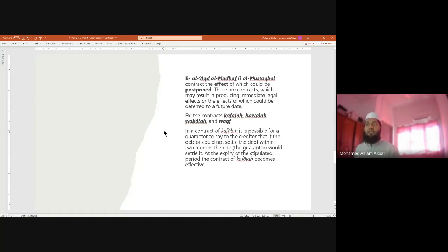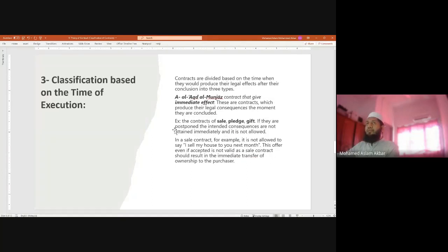We cannot change this in a contract. This is what in the contract kafala is possible for the guarantor to say to the creditor. So these are the examples for the second type of the classification based on the time of execution.